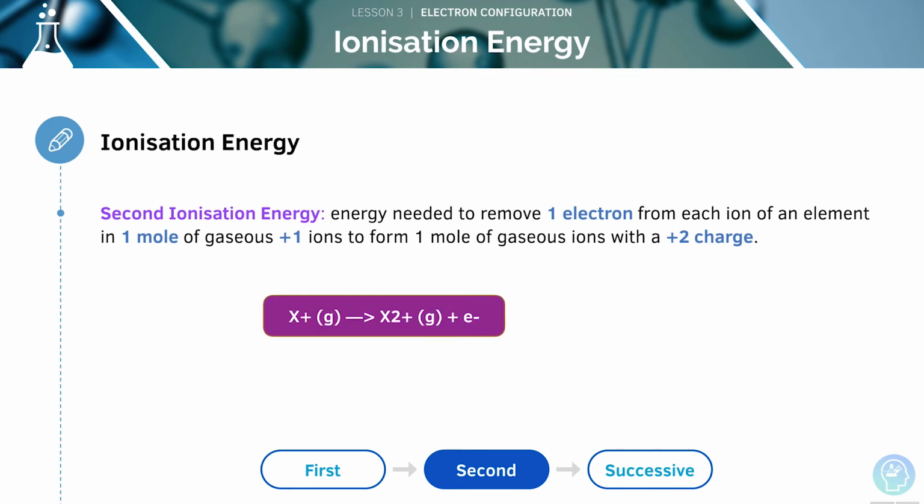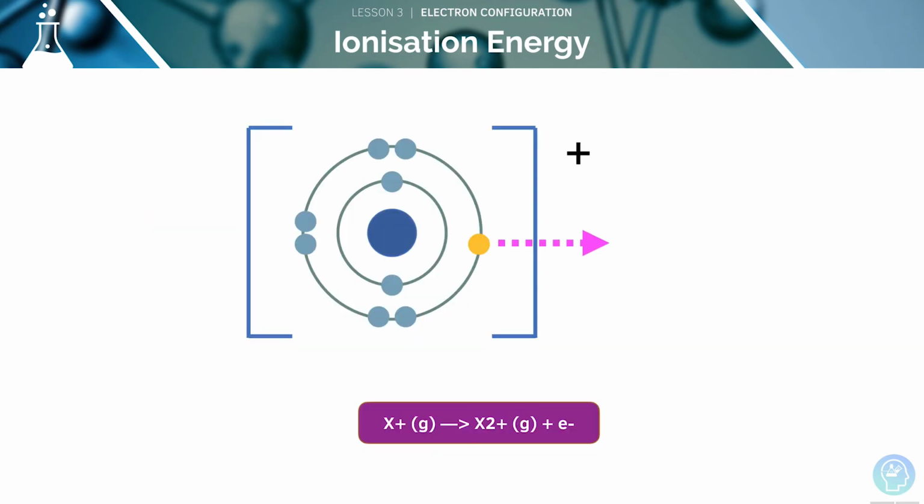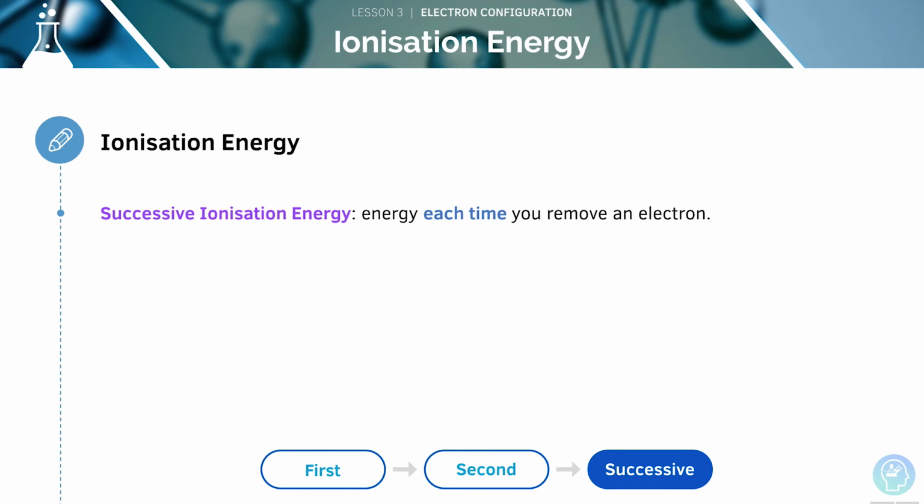The second ionisation energy is the energy needed to remove 1 electron from each ion of an element in 1 mole of gaseous 1+ ions to form 1 mole of gaseous ions with a 2+ charge. Again, this is shown with the gaseous xenon ions in this equation. The only difference is that here we are starting off with a positive xenon ion, and we are removing another electron from it. This results in a gaseous 2+ ion.